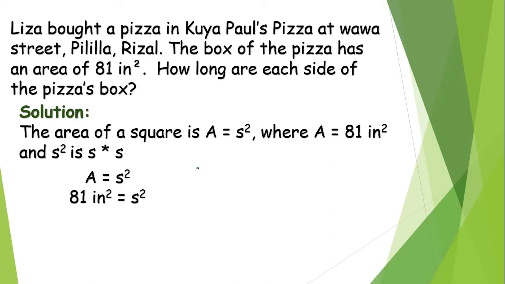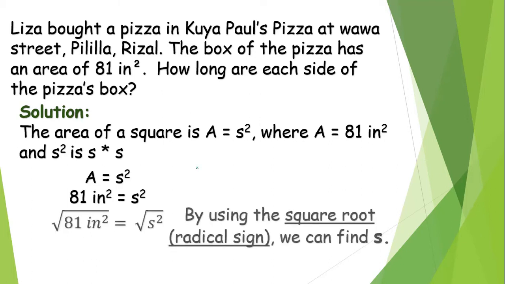And to get the final answer, we need to use the square root. So by using the square root, having the radical sign, we can find S. So makakancel yan, yung square natin dito because of the square root. And then the square root of 81 is 9. So you just need to think of a number that, when multiplied by itself, the answer is 81. So it is 9.